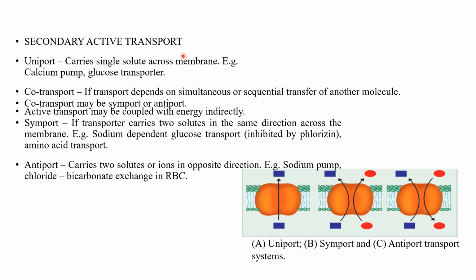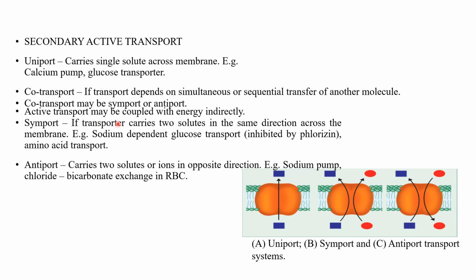Then secondary active transport can be of two types, uniport or co-transport. Co-transport can again be of two types, symport and antiport. In uniport, you can see only one-sided unidirectional movement of a substance. In symport, the movement or transportation of one substance facilitates the transportation of another one in the same direction. If it is happening in the same direction, it is symport. If one is going out and another is in response coming inside, this is antiport.